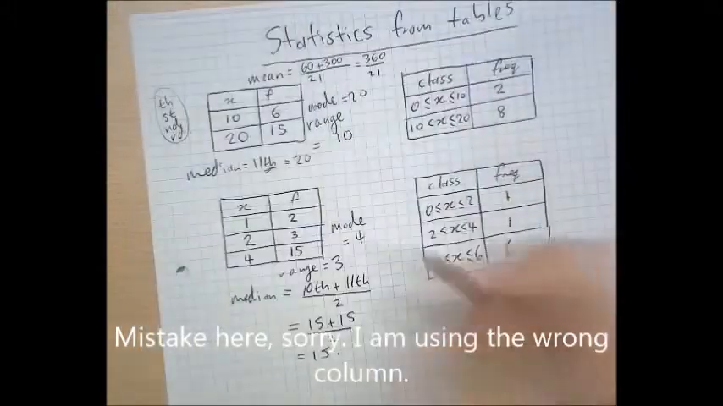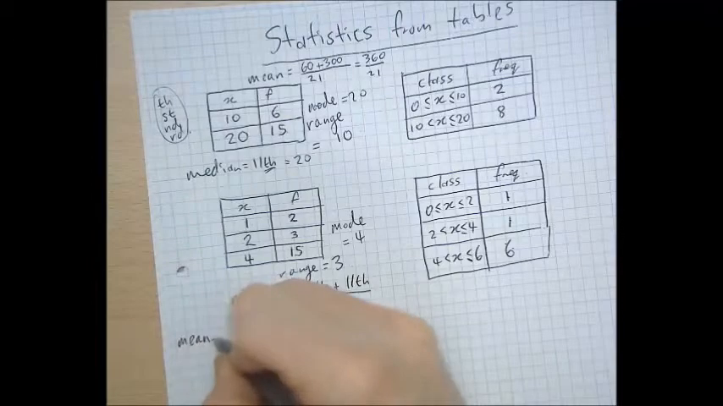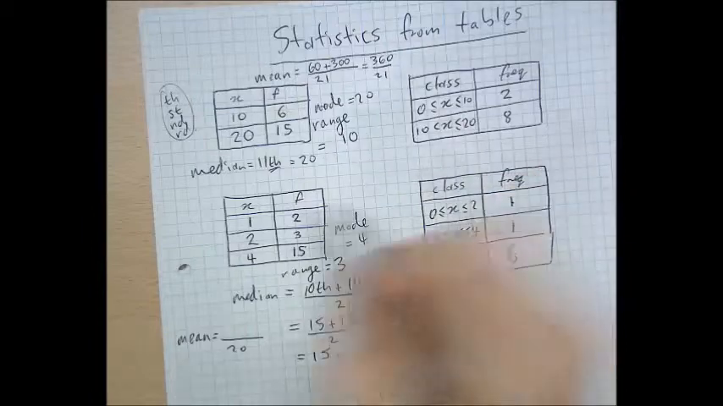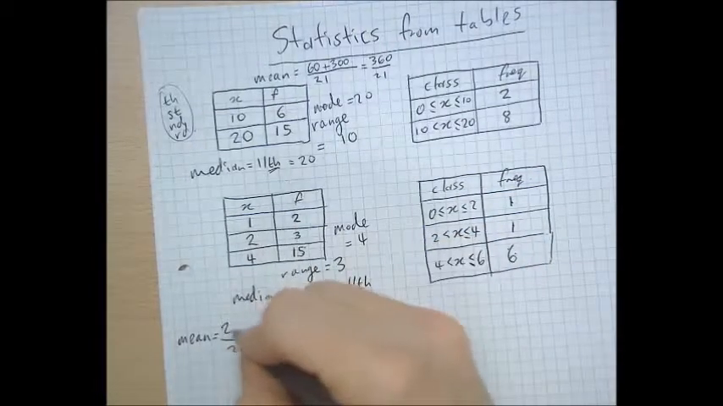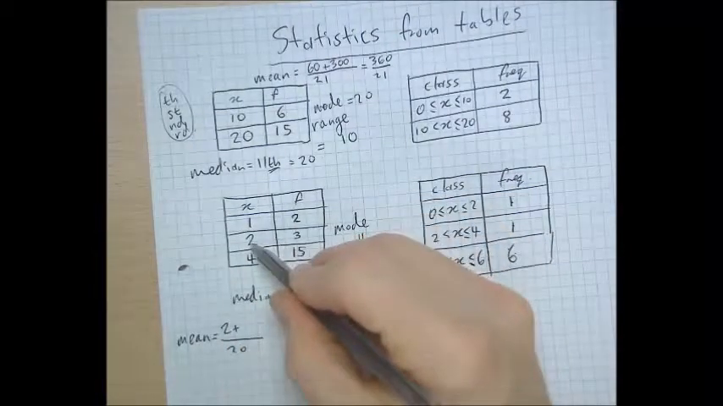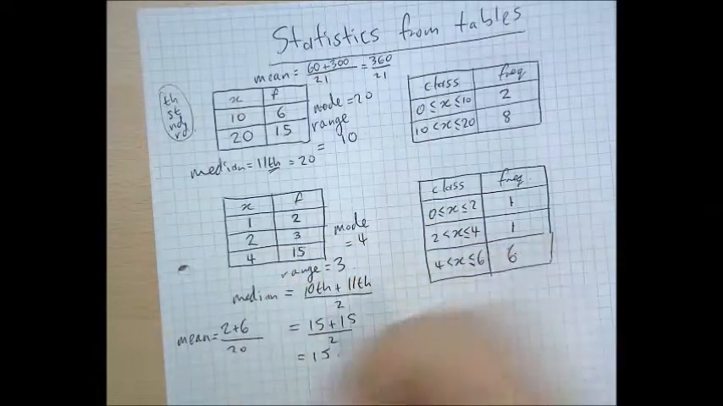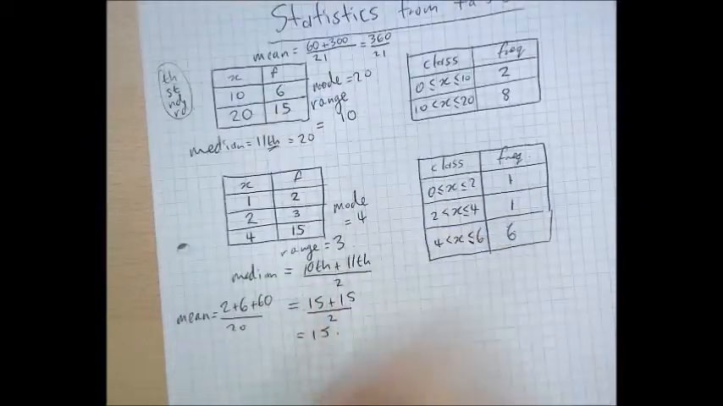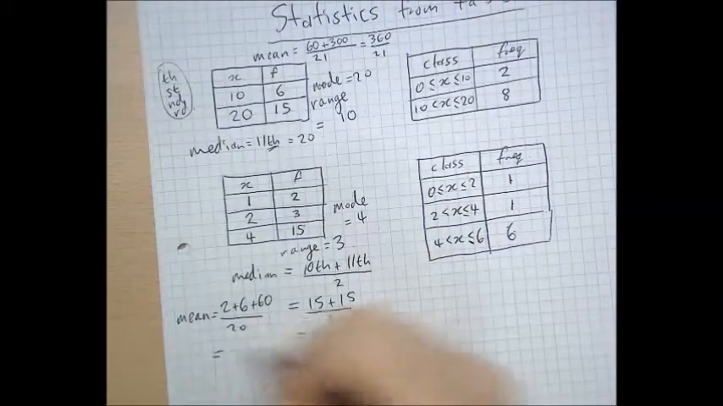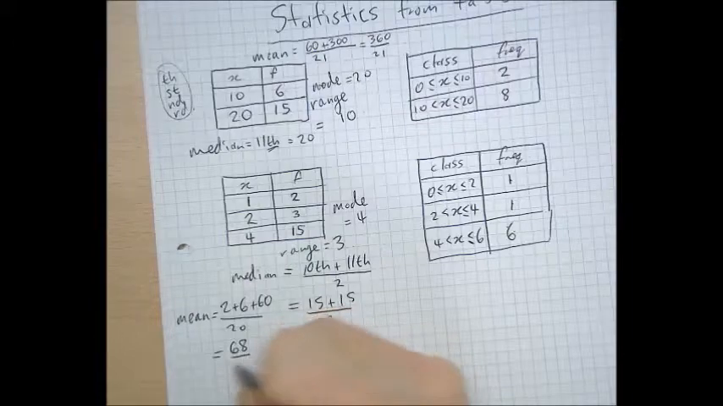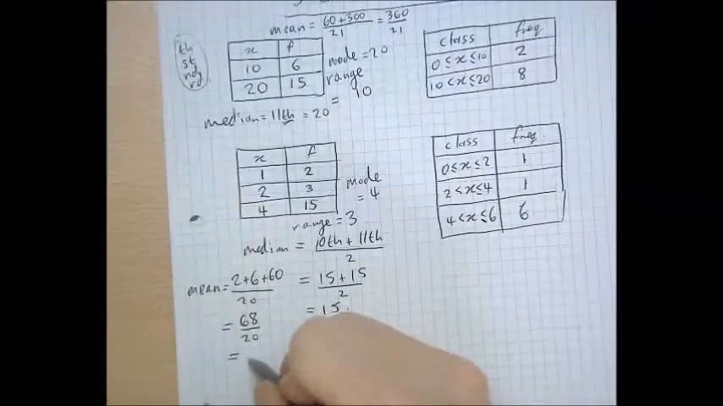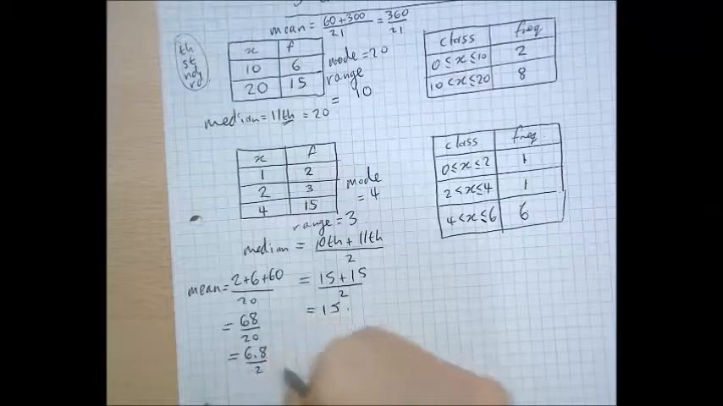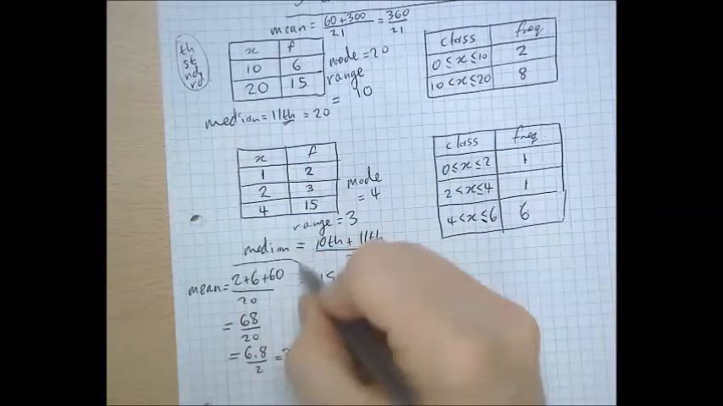Now, what about the mean? We're going to divide by 20 because that's how many numbers there are. What are the subtotals? The 1s add up to 2. The 2s add up to 6 because there's 3 of them. And the 15s add up to 60... sorry, the 4s add up to 60 because there are 15 of them. So the mean is 68 over 20, which you don't need a calculator for. It's 6.8 over 2, which is 3.4.